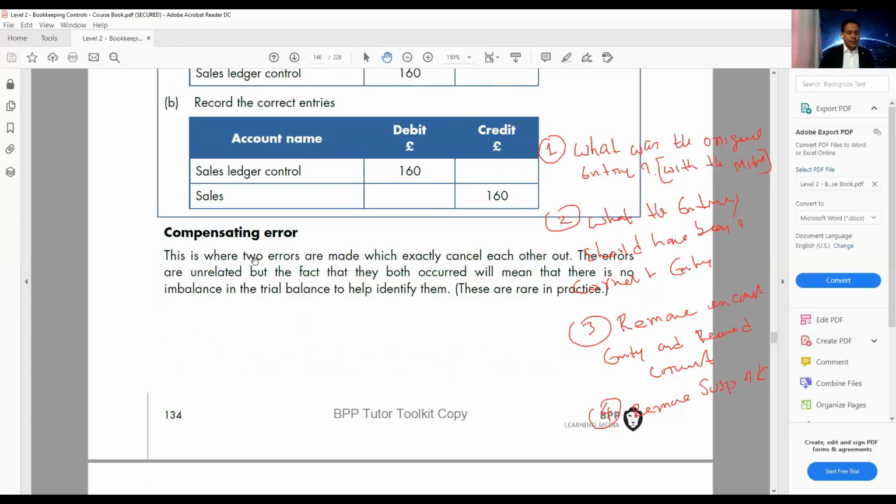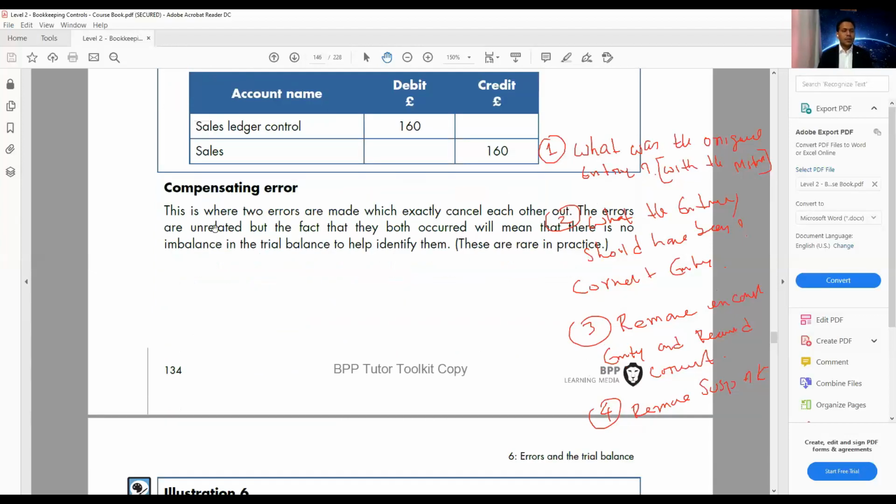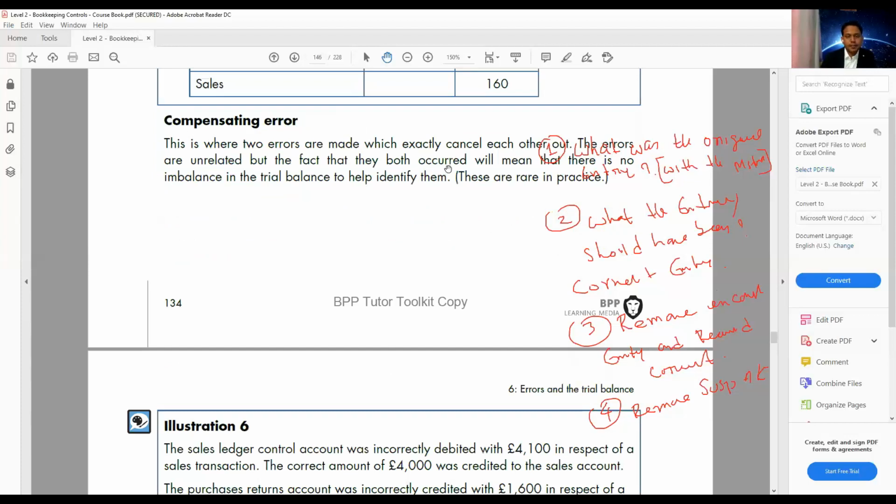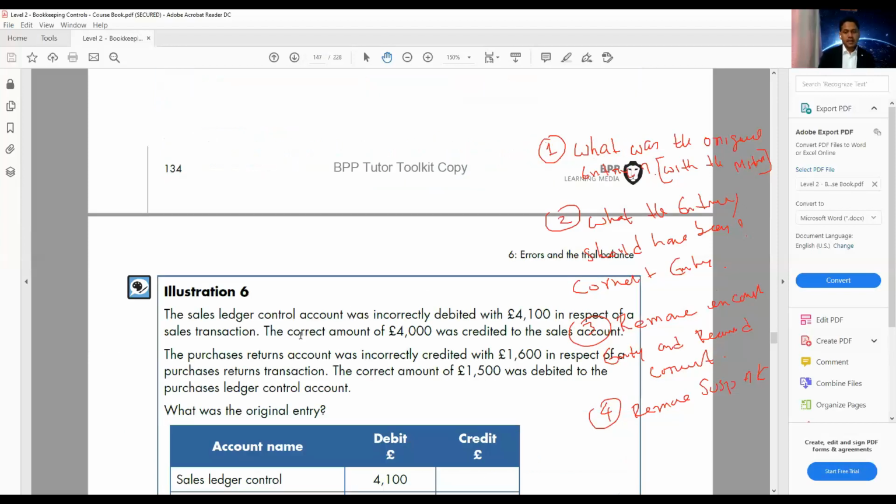Okay, the next one is compensating errors. This is where two errors are made which exactly cancel each other. The errors are unrelated, but the fact that they both occurred will mean that there is no imbalance in the trial balance to help identify them. Even though there are two mistakes in two places, they compensate each other so that my trial balance is still balanced. As I said, in one transaction maybe I write £50 less, in another transaction I write £50 more, and because of that my trial balance is balanced. So this is called a compensating error. Let's have a look at that.